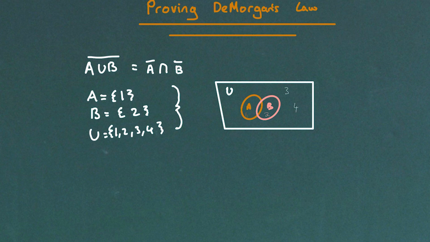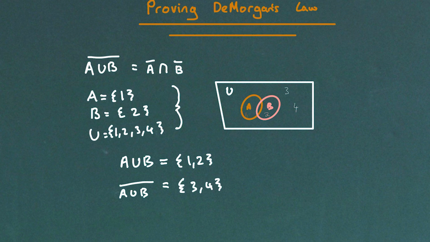A union B looks similar to the top part of DeMorgan's Law. So what is A union B? That would be all of the elements of A and B, which would be 1 and 2. The complement of A union B would be all the elements that are not in A union B, which is 3 and 4. The complement of A is all the elements that are not A, which will be 2, 3, 4, and the complement of B would be all the elements that are not B, which is 1, 3, 4.